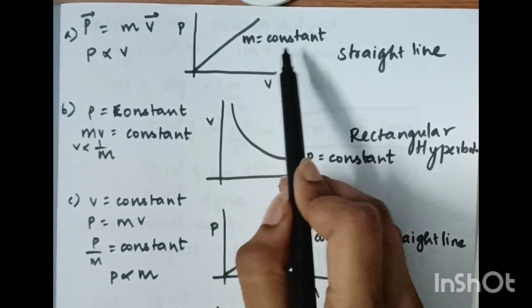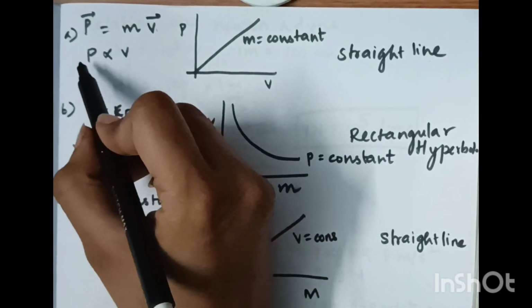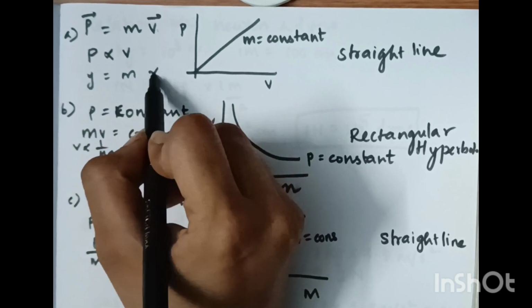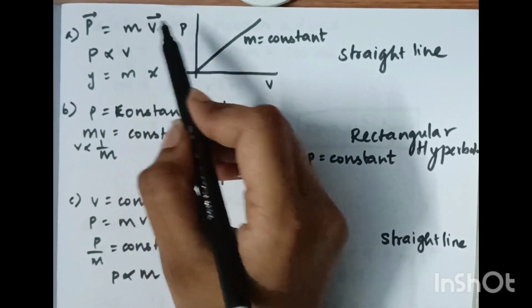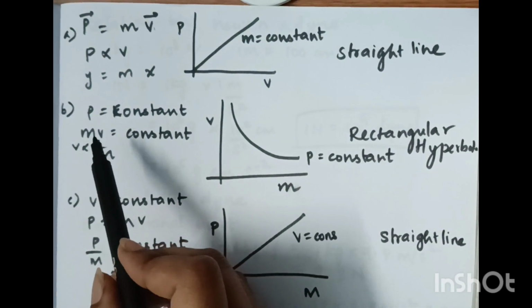That is, m equals constant. So here P equals mv. This we can compare to the general equation y equals mx, where m is the slope. So here m will be mass, and that is equal to the slope. Let us see the next case.